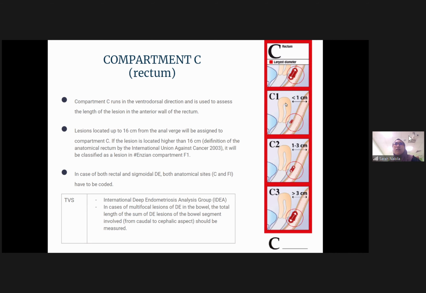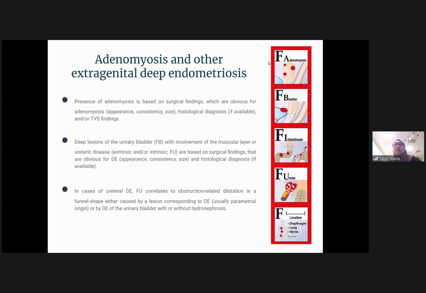In addition to this, the ENZIAN classification encodes adenomyosis and other extragenital deep endometriosis. The presence of adenomyosis is based on surgical findings which are obvious for adenomyosis, such as appearance, consistency, and size, and if available, histological diagnosis and/or TVS findings.